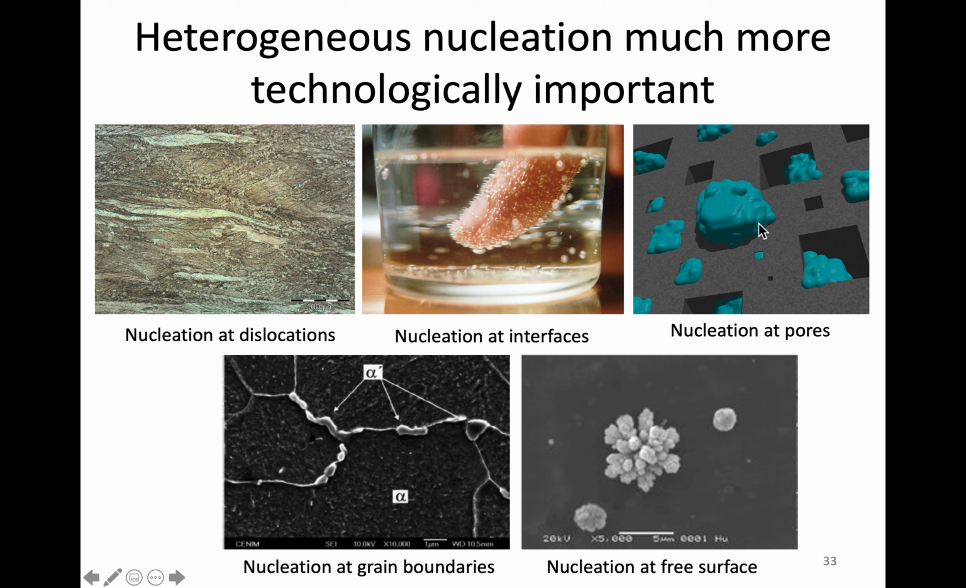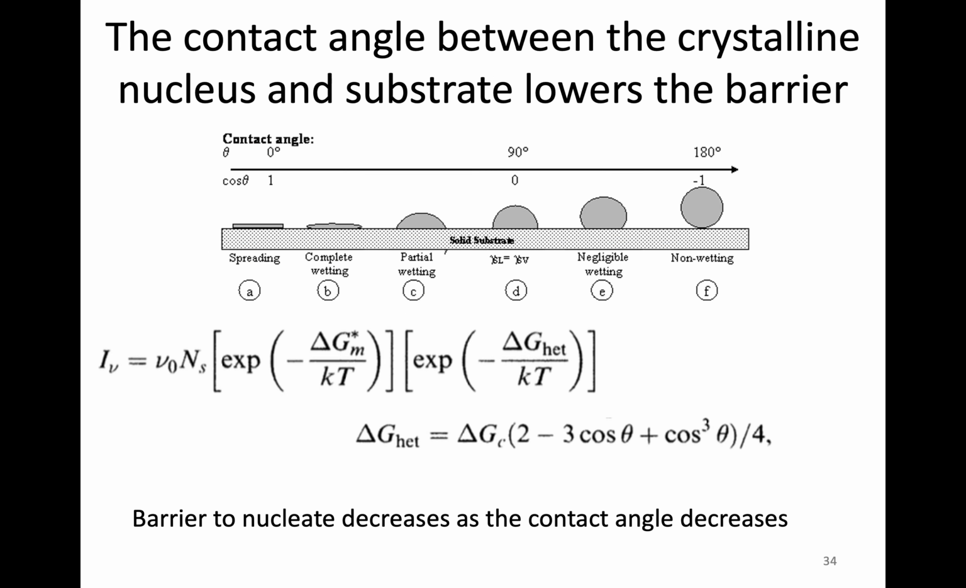It could be from a pore. It could be a grain boundary, or it could be a dislocation, right? There's lots of different places, but it's some type of interface or surface. So this is more important technologically, and this is what happens in a majority of cases throughout this field. So this heterogeneous nucleation modifies the energy and the nucleation rate, and that's based on the contact angle.